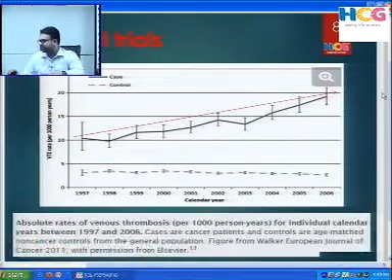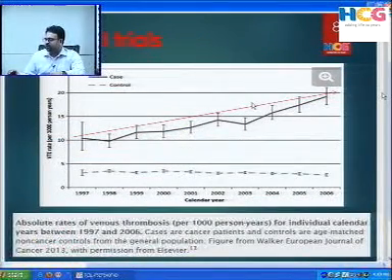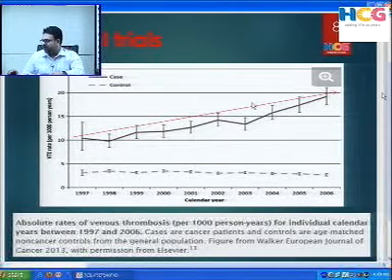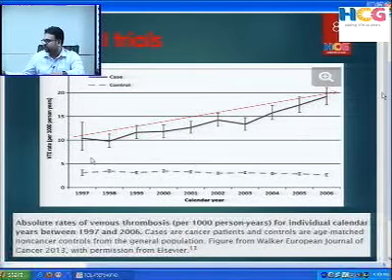So what are the clinical trials telling us? This graph shows the absolute rate of venous thrombosis for an individual calendar year compared to that of age-matched non-cancer patients. You can see that the dotted lines show the age-matched non-cancer patients, whereas for a cancer patient the risk goes high from the time of diagnosis to the time of metastasis.